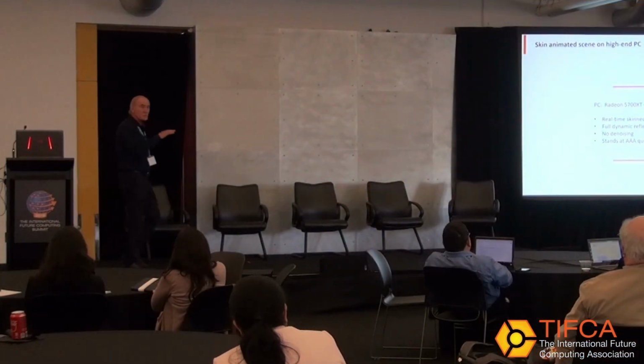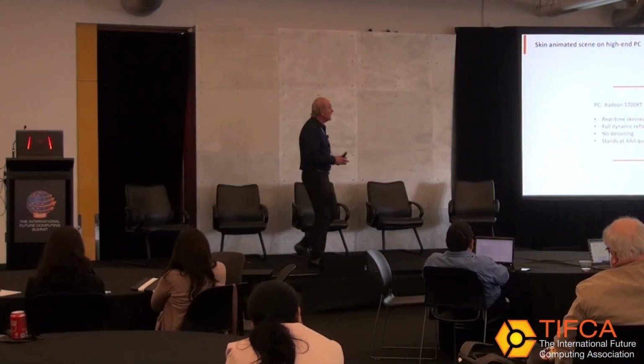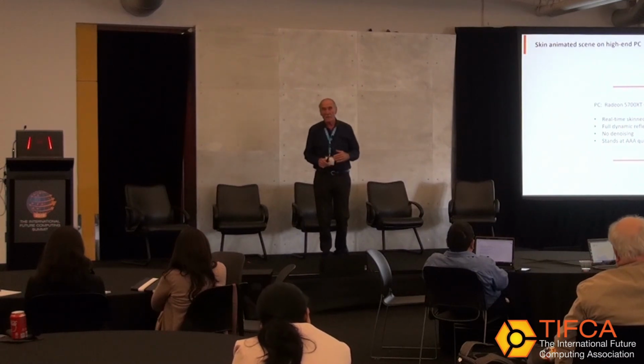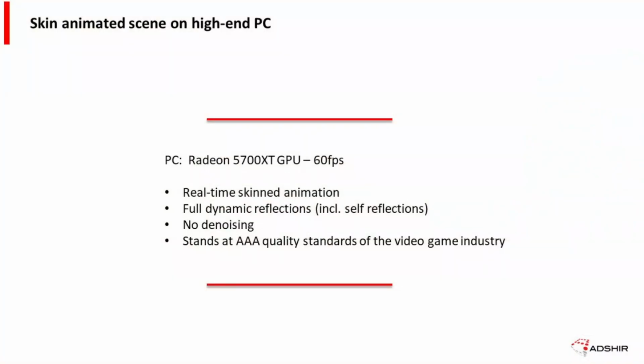Now, this was on the tablet, on the mobile. Now let's go to the high-end PC, and we are going to see something that has the quality of a standard video game. So it's high quality, many reflections. It also has self-reflections, which means you will see a robot lady. Self-reflections means that not only the environment reflects on the lady, but also the hand and so on. You will see that there is no denoising, and skin animation.